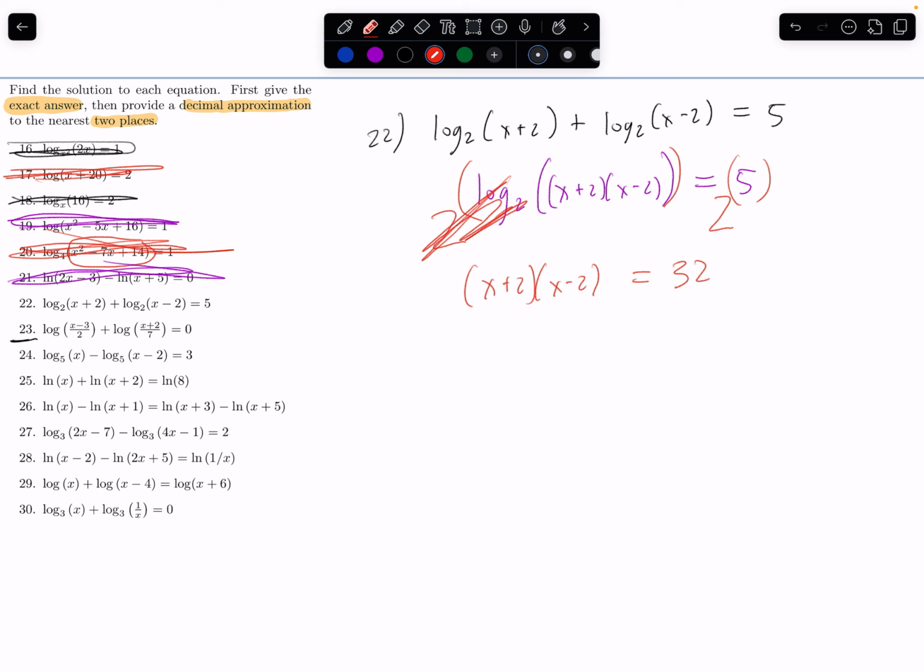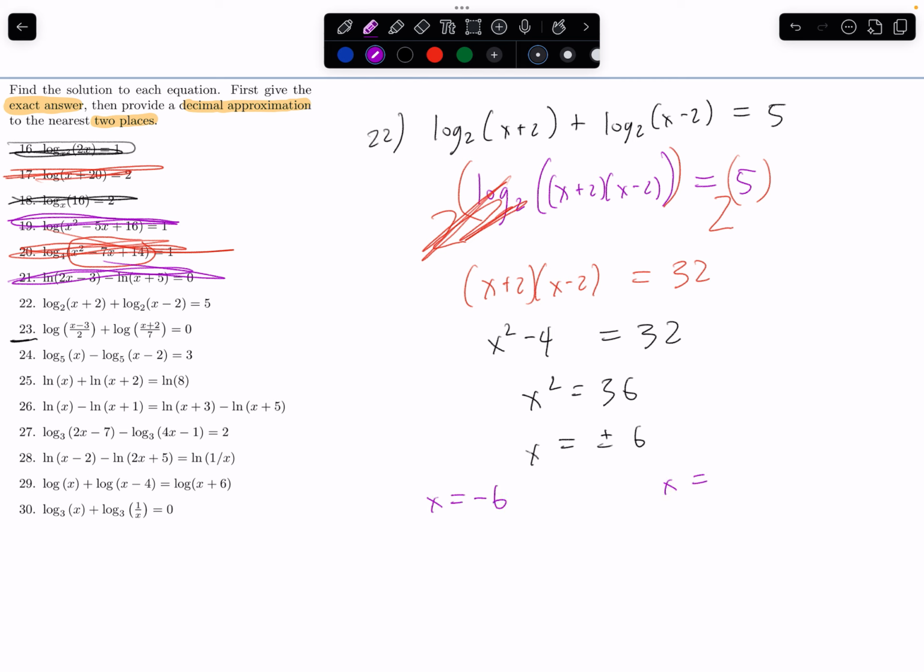Yeah. Okay, how do you solve something like this? Well, this side is not 0, so this being factored is not very helpful. So what I have to do is just multiply this thing out. x plus 2 times x minus 2 is x squared minus 4. Nice thing about it is it's a difference of squares, yeah? That's 32. Add 4 to both sides, I got x squared equal to 36, which means x equals plus or minus 6.